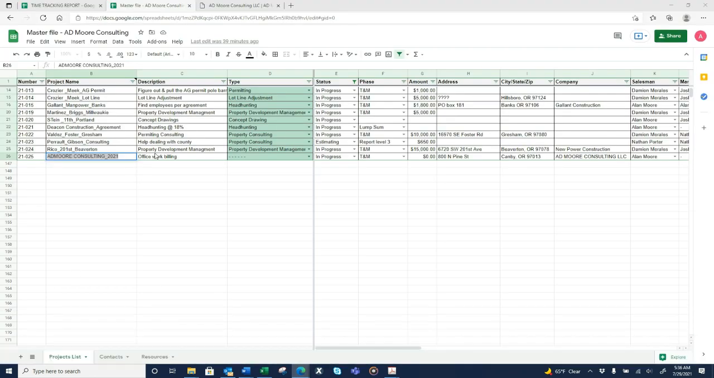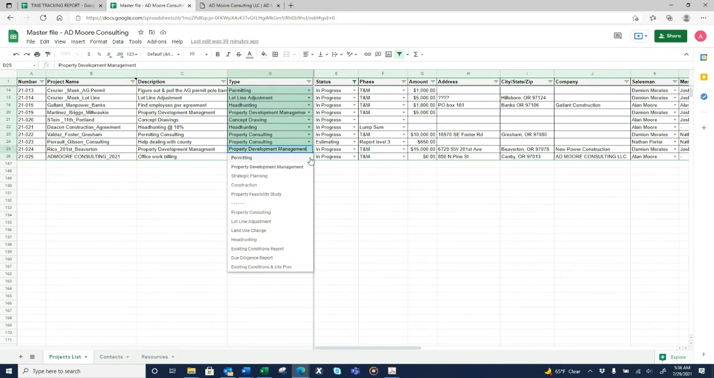I'm kind of running out of stuff. We'll not do construction unless I agree to one, but I do not want to do construction at all. Feasibility study we talked about. Land use headhunting is something that is kind of a gig I took on early on.